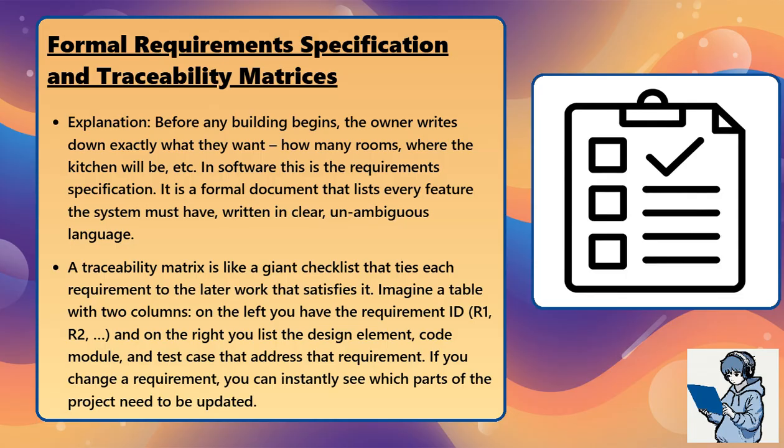A traceability matrix is like a giant checklist that ties each requirement to the later work that satisfies it. Imagine a table with two columns: on the left you have the requirement ID R1, R2, and so on, and on the right you list the design element, code module, and test case that address that requirement. If you change a requirement, you can instantly see which parts of the project need to be updated.